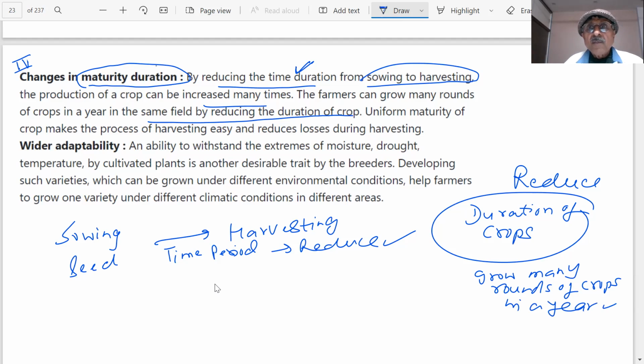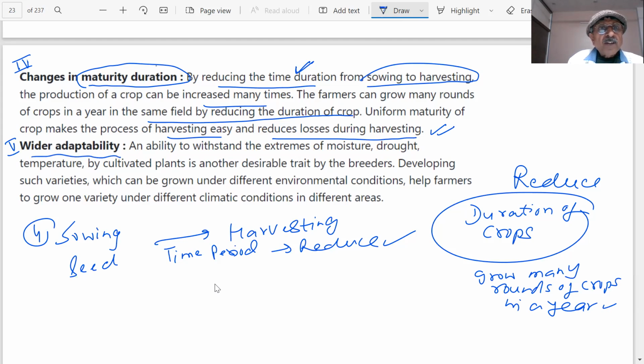Okay? Understood? So uniform maturity of the crop makes the process of harvesting easy and reduces loss, because otherwise there will be loss in the harvest. The more time it takes, the more loss there will be. Everywhere it will happen. So this is the fourth point. You have to reduce the duration of crops.